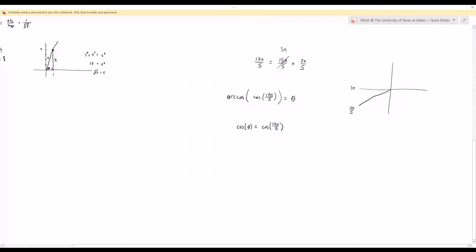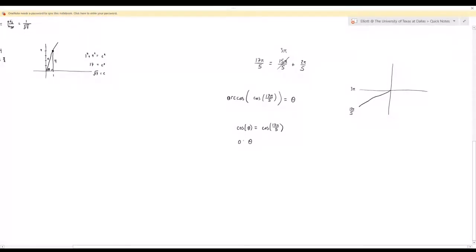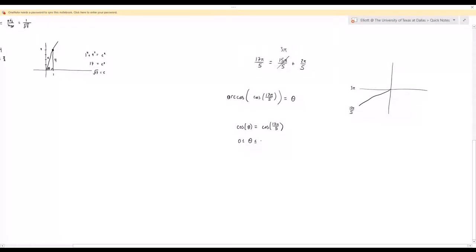And then, let's see here. But we also know that the angle that inverse cosine outputs has to be in a certain range. And for inverse cosine, the range was 0 to pi, okay?